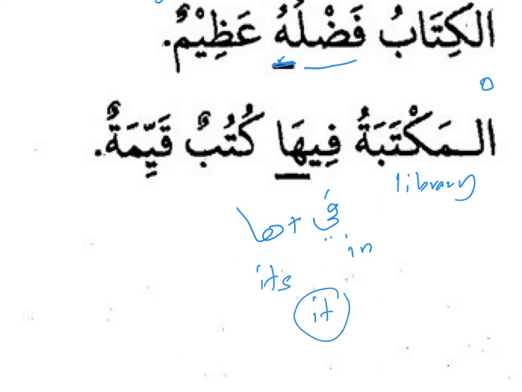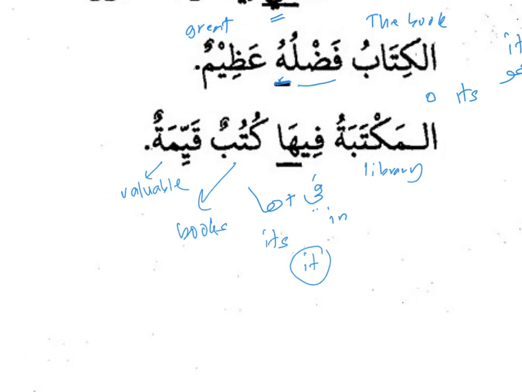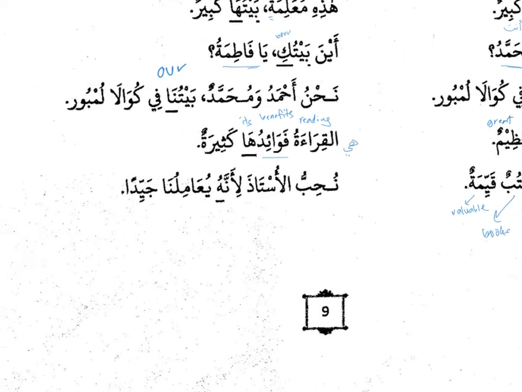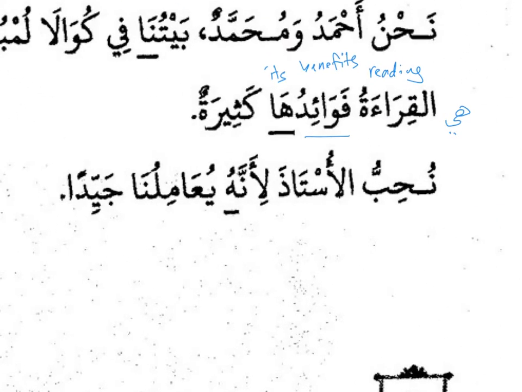So we say the library, in it or in the library, what do we have in the library? We have kutubun qayyima, or there are kutubun qayyima. Kutub means books, and qayyima means valuable. Al-maktaba fiha kutubun qayyima. And our last example.